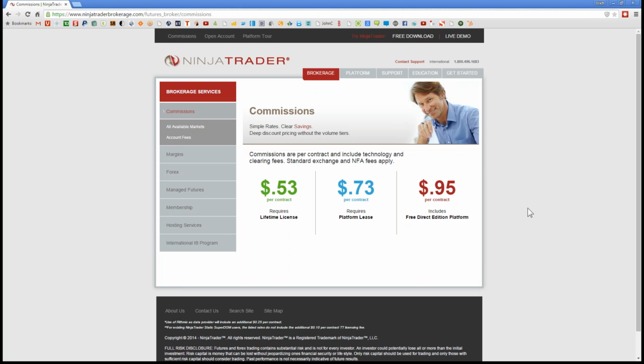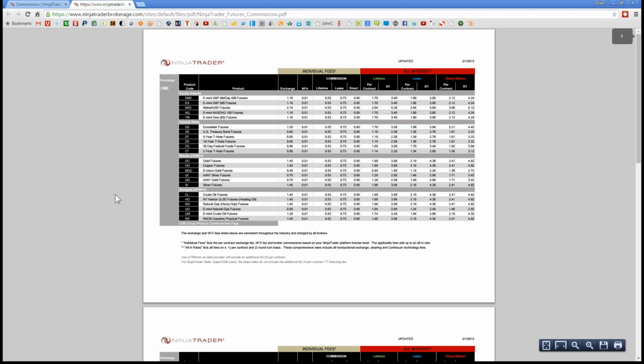Wow, that's great. Natalie is asking, did I hear you right that 95 cents includes all other fees? It includes exchange. It includes FCM clearing, and it includes technology. If you click on the left-hand column, all available markets, I'll break this out a little bit further for everybody. That 53, 73, and 95 includes FCM clearing, the brokerage commission, and technology. What it does not include is the exchange fees.